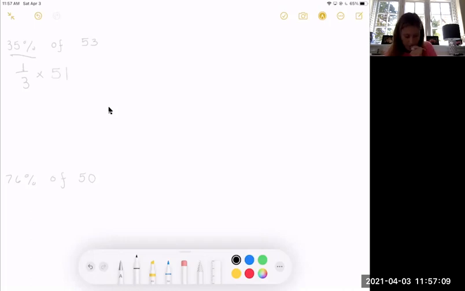So we're going to end up with, so we're just going to divide by 3 here because it's a 1 in the numerator. So that's just going to give us 17, because 51 divided by 3 is 17.